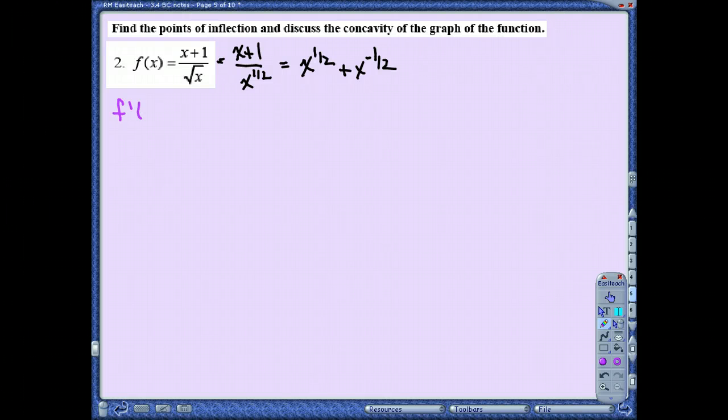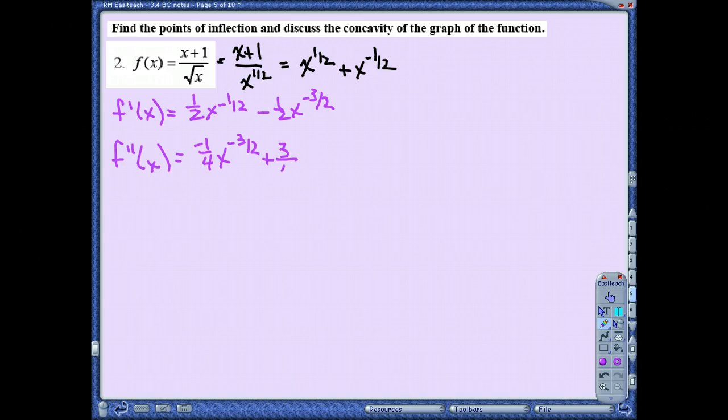We do have to go through the second derivative, so we might want to tighten that up and make that a little bit faster. When we find our first derivative, we're going to have 1/2 x to the negative 1/2 minus 1/2 x to the negative 3/2. Now we don't want to change any exponents because we're not done yet. We want to find the second derivative. So here we go with the second derivative. That's going to be negative 1/4 x to the negative 3/2 plus 3/4 x to the negative 5/2.